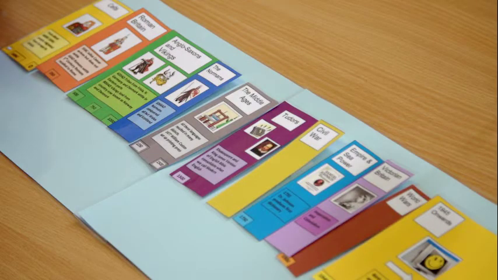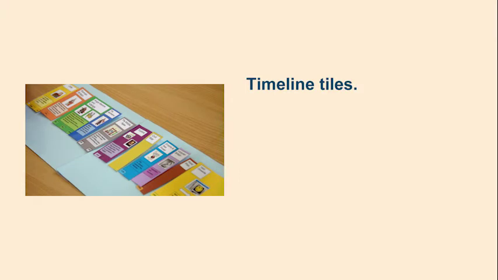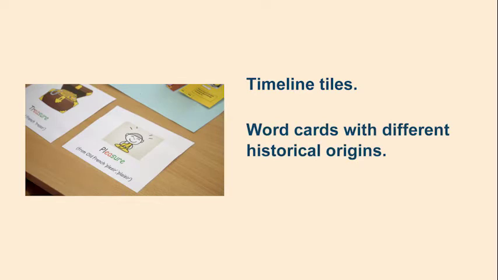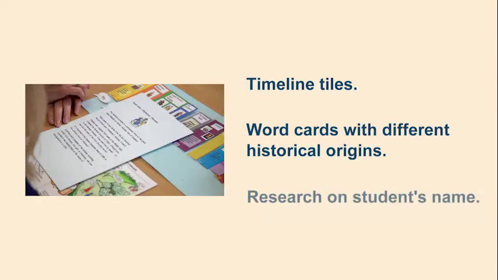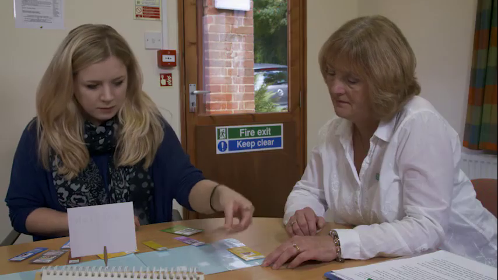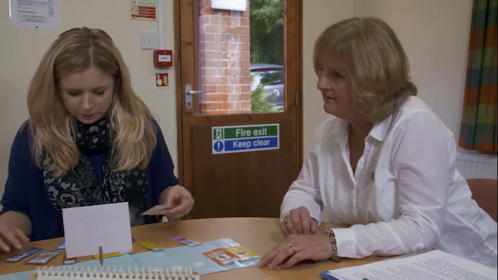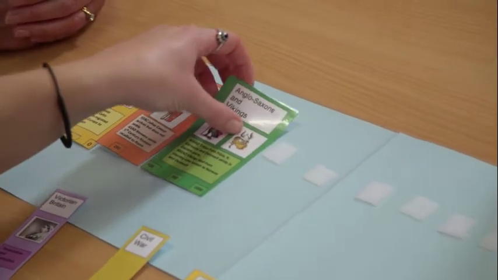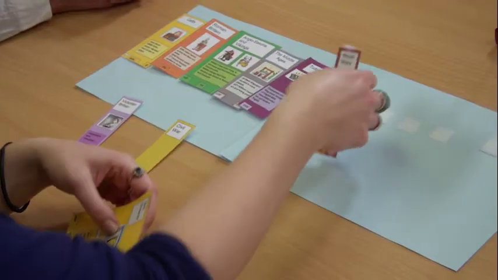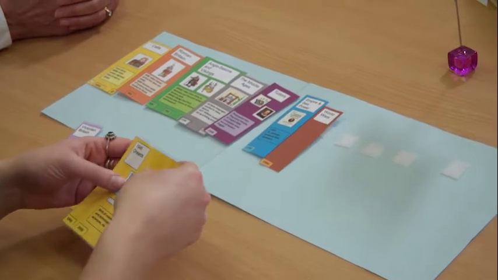Useful resources for this session might include some timeline tiles representing key periods of English history, cards showing words with different historical origins, and you could do some research on the origins of the student's name. There are numerous websites that can help with this. The session can start with the pupil being asked to use the timeline cards to put the periods of English history in chronological order.